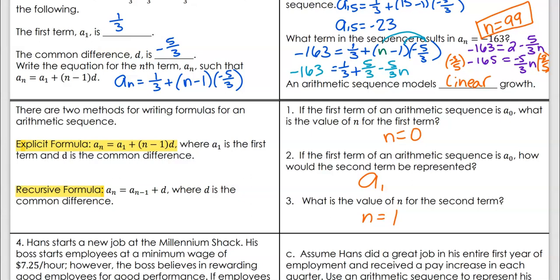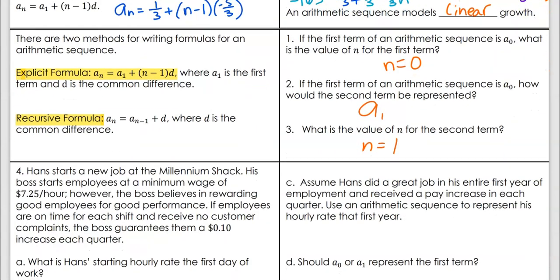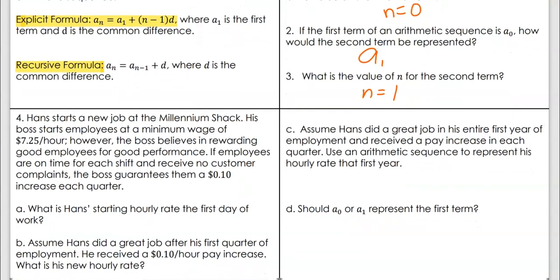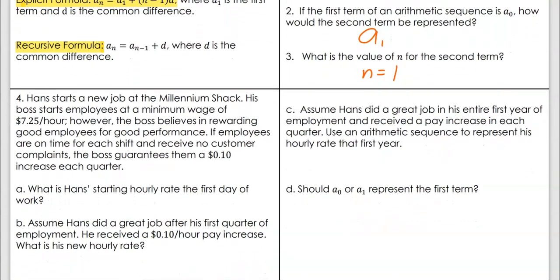Okay, so lots of talk and random examples of different things. Now let's put it to use. Let's make our math make sense. So here we go. We got Hans over here. Hans starts a new job at the Millennium Shack. His boss starts employees at a minimum wage of $7.25 an hour. However, the boss believes in rewarding good employees for good performance.